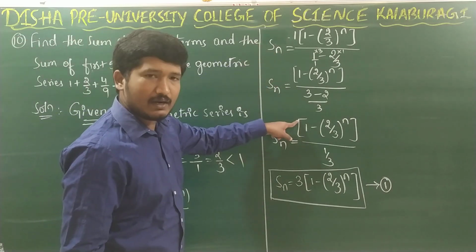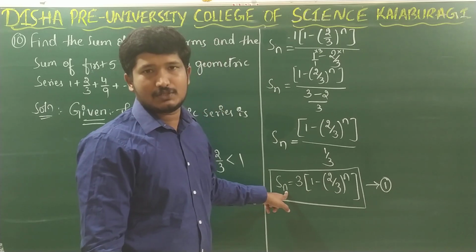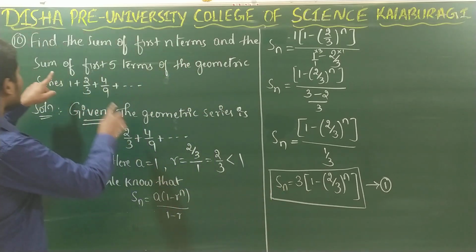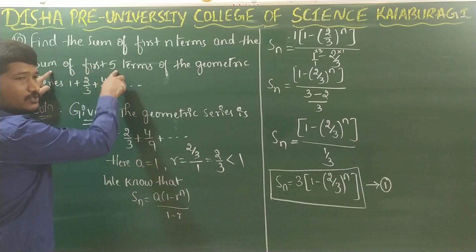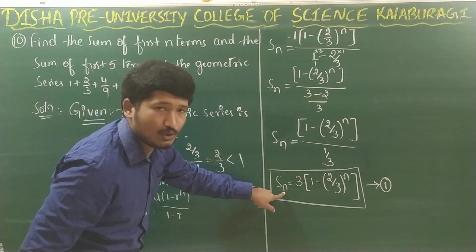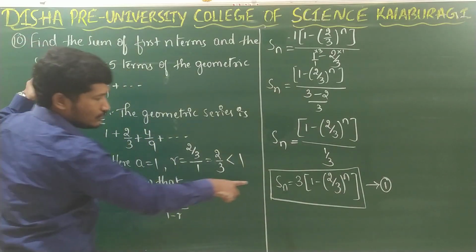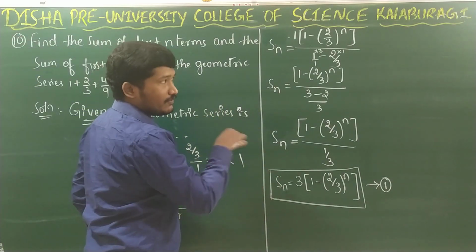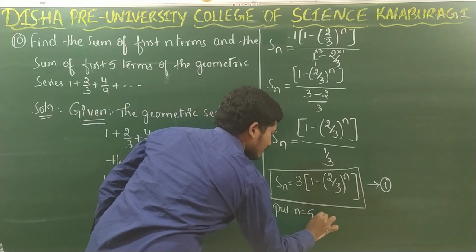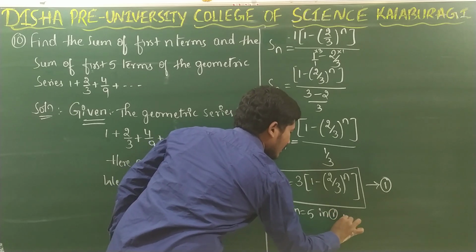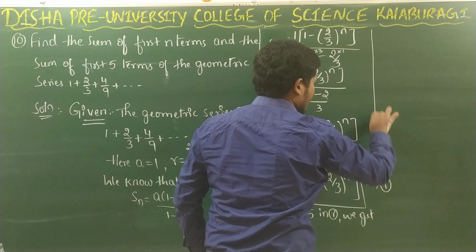We have simplified it and we have obtained the sum of first n terms. Now, next thing we need is sum of first 5 terms. So if I put n is equal to 5 here, I will get the sum of first 5 terms. So let us substitute the value of n. Put n is equal to 5 in equation 1. Let us see what do we get. What is the sum that we get?